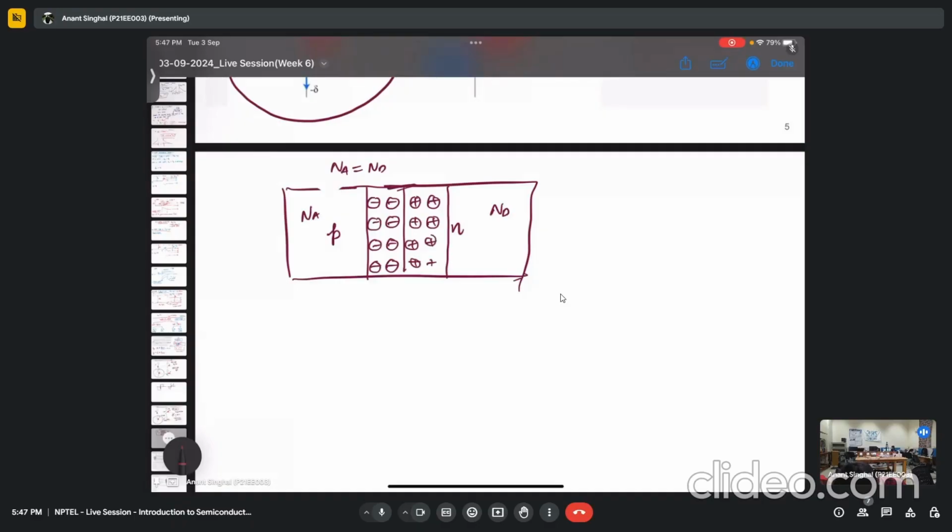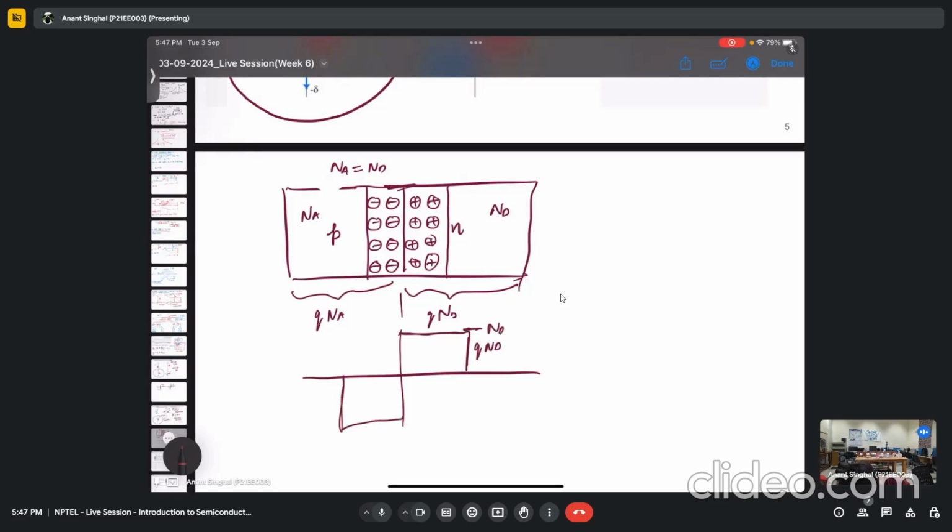So for this particular N side, we have the charge density as qNd, and for this side we have qNa. This is what we have discussed. So this is qNd, this is Nd, and this is qNa. So there is a gradient in terms of the positive and negative charge for the PN junction also.